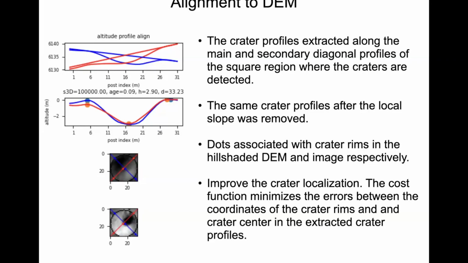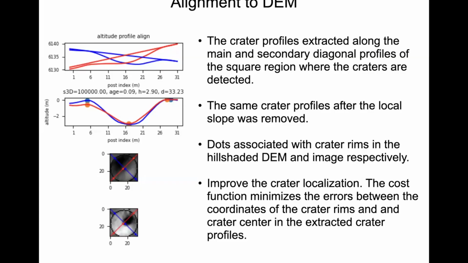The method for now uses only two profiles. As an improvement, we want to go beyond that, to 4 or maybe 8 profiles, to get more accurate results. So the dots here represent the center and the location of the rims along the profile. And these same dots are shown on the third row and fourth row on the image itself and on the hill shaded DM. As you can see, they correspond roughly to the exact location of the crater and the crater rim.